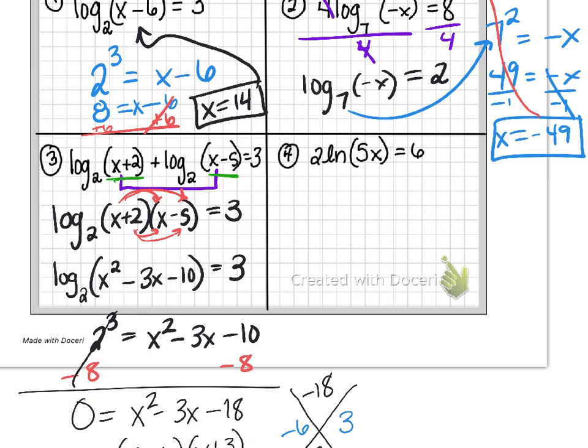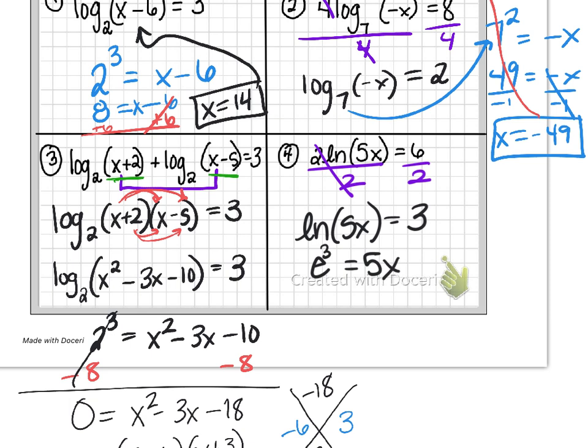First step to isolate the log would be to do what? Divide by 2. So then we get natural log of 5x equals 3. Now we're going to rewrite this in exponential form. What is my base of the natural log? e. We're going to leave e in, we're not going to multiply out e as 2.718, whatever. Just leave it as e. To the third equals 5x. Is that it? Well, one more step to get x by itself. Oh, yeah. Divide by 5. So e to the third over 5 equals x.